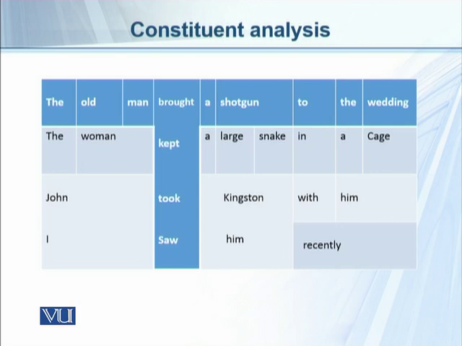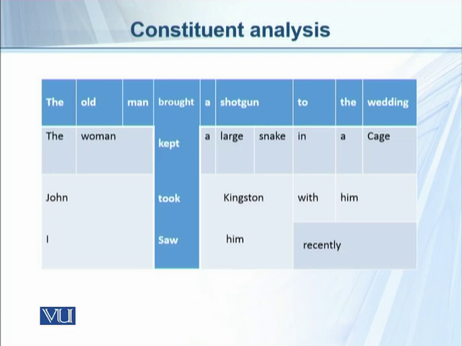Now, the fourth sentence: I saw him recently. In this, the pronoun I has the same function as the noun phrases the old man or the woman, and also the proper noun. And similarly, him is equal to a shotgun or a large snake, and recently can be used equally in place of with him, in a cage, or to the wedding.